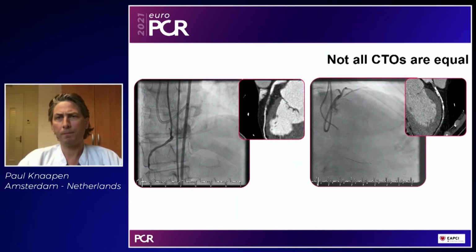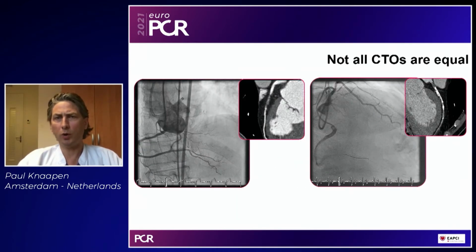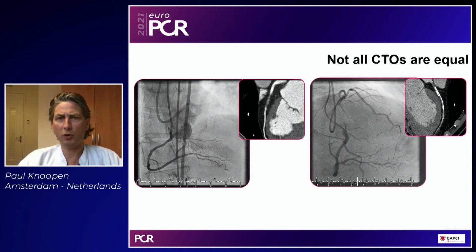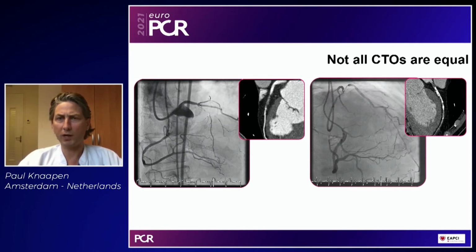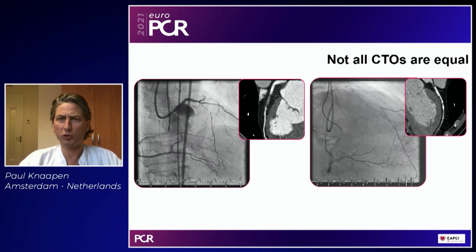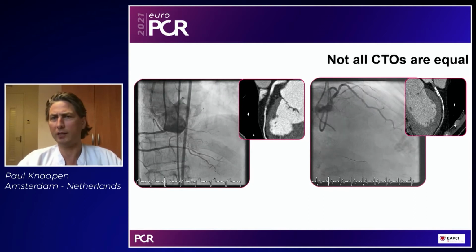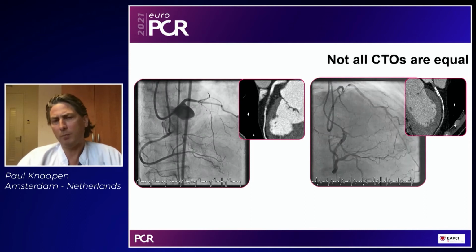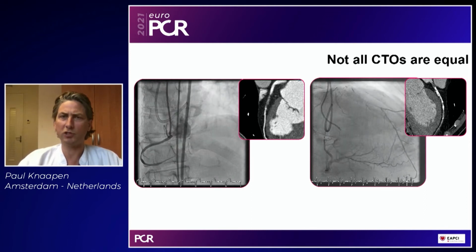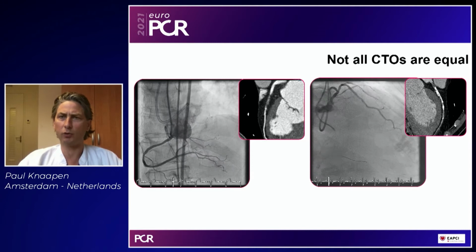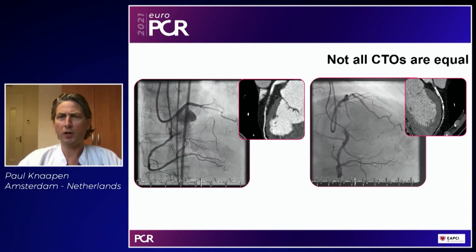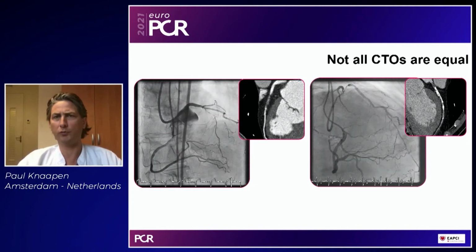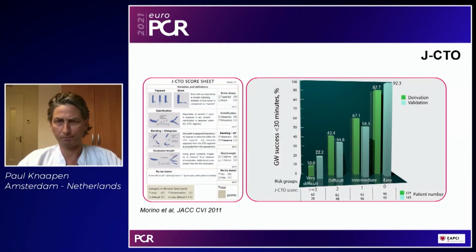So not all CTOs are equal. On the left-hand side, you see a CTO which is quite simple with a microchannel. CT shows soft plaque with a microchannel. On the right-hand side, we see a heavily calcified long CTO. And you can imagine that the left-hand side CTO needs a different wire to tackle than the right-hand CTO. So not all CTOs are equal, and different wires for different purposes are very important.